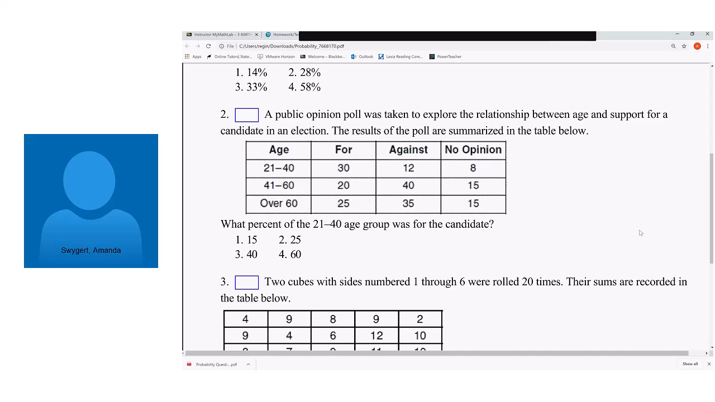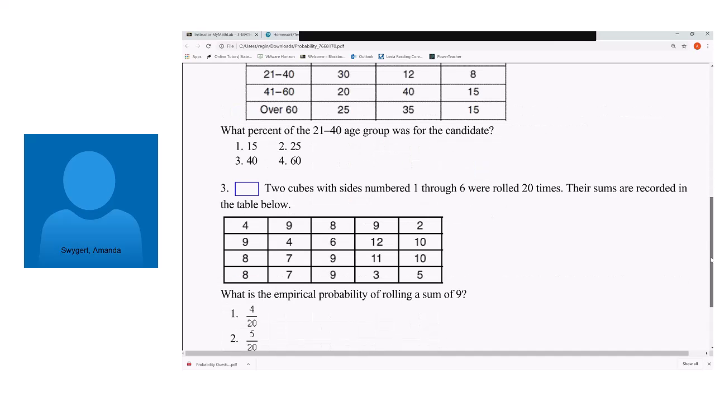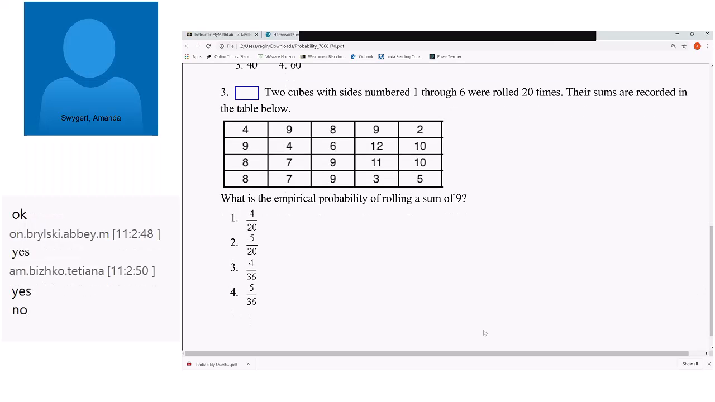All right, let's check your step-by-steps before we check your final answer. How many people were surveyed that were in that age group? 50. Good. How many of those were for the candidate? 30. So your fractional answer is 30 out of 50. Very good. Now let's change that to a percentage, and that's 60%. Nice job. So that would be choice 4. Do we kind of get how that works? No. Who's my no? Sorry, I didn't hear that one.